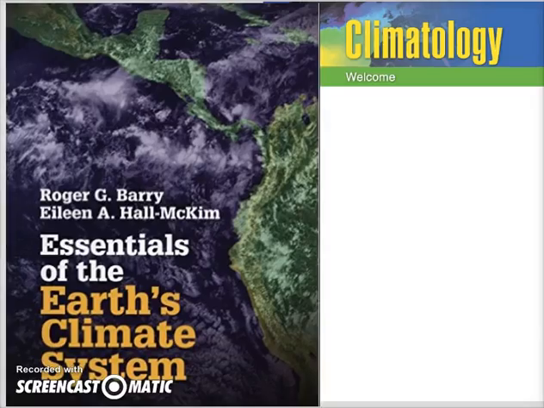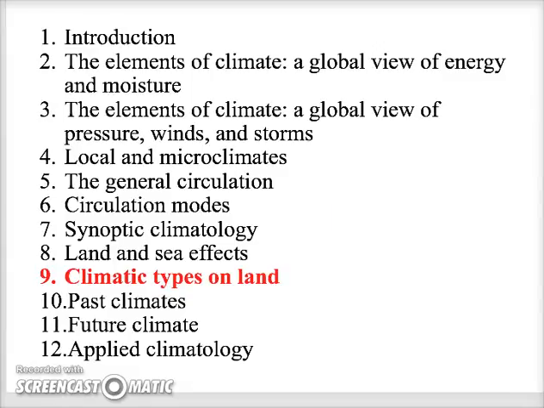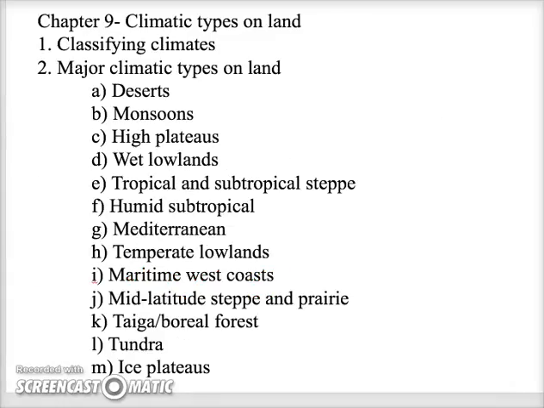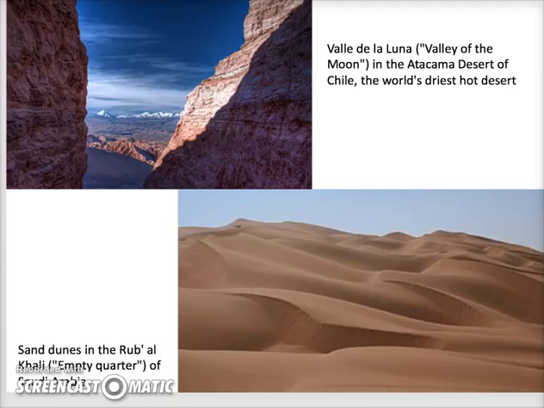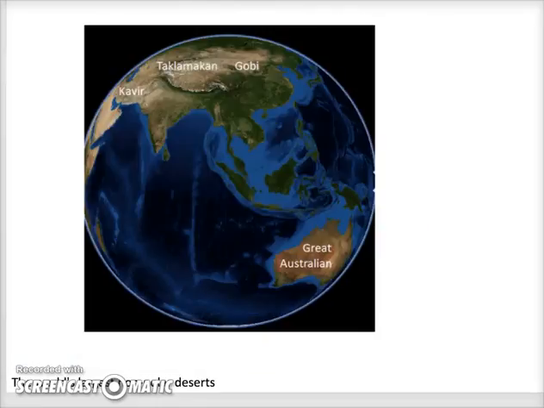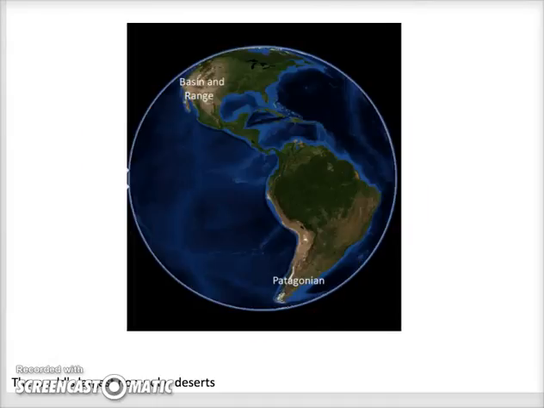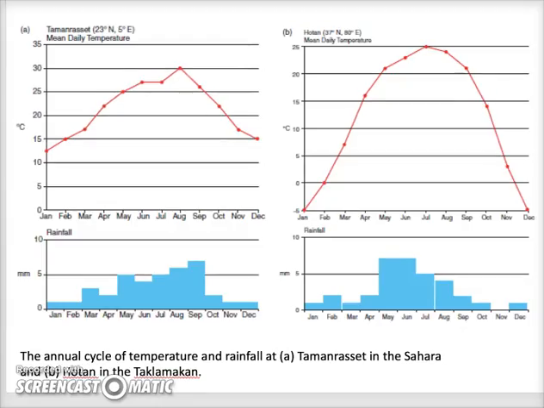Well, this is still chapter 9, and we started chapter 9 talking about climatic types on land. We started with deserts, and we talked about the classification. So, we're going to talk about more desert, and we will start with monsoon, and in the next video we will talk in detail about monsoon in different regions, of course.